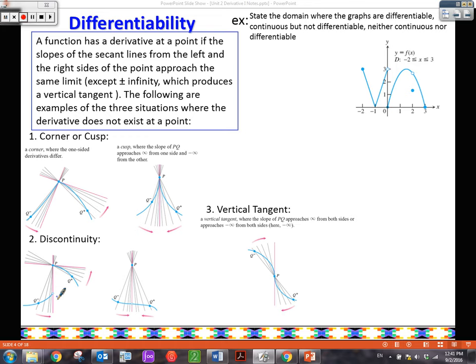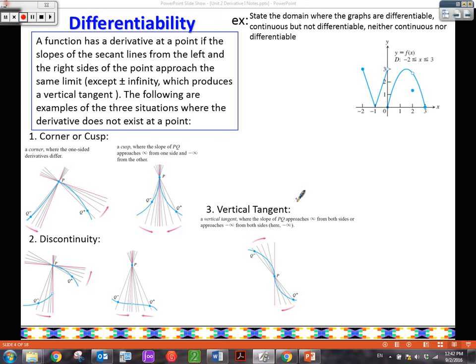The third reason is a vertical tangent. Maybe not so obvious. I think these pretty well logically make sense why I wouldn't have a derivative in either of these places. This one might be a little bit of a stretch, but let's talk about the concept. So a vertical tangent. All right. So we know that the value of the derivative is equal to the slope of the tangent line at that point. Right? They're equal. We just talked about that.